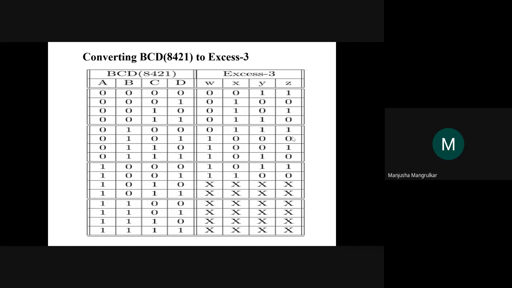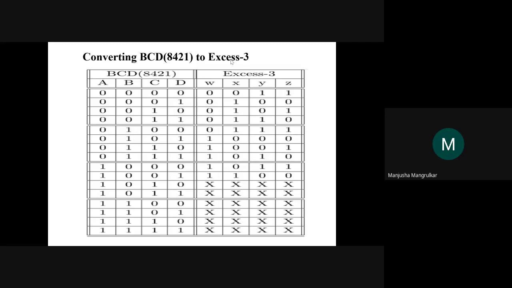So we have to design the K-map by using this output. This will be the input A, B, C, D and the output W, X, Y, Z, because we are converting. The BCD is the input, and we are converting it into the excess 3.